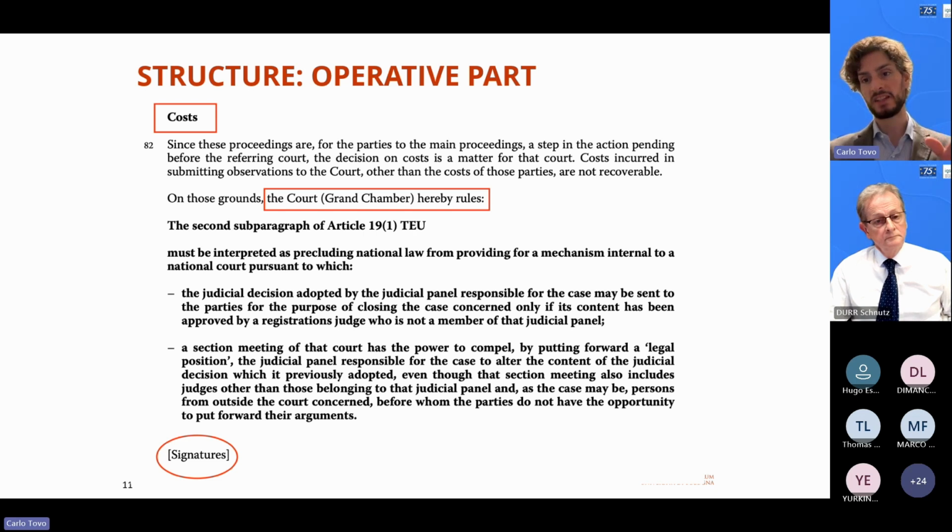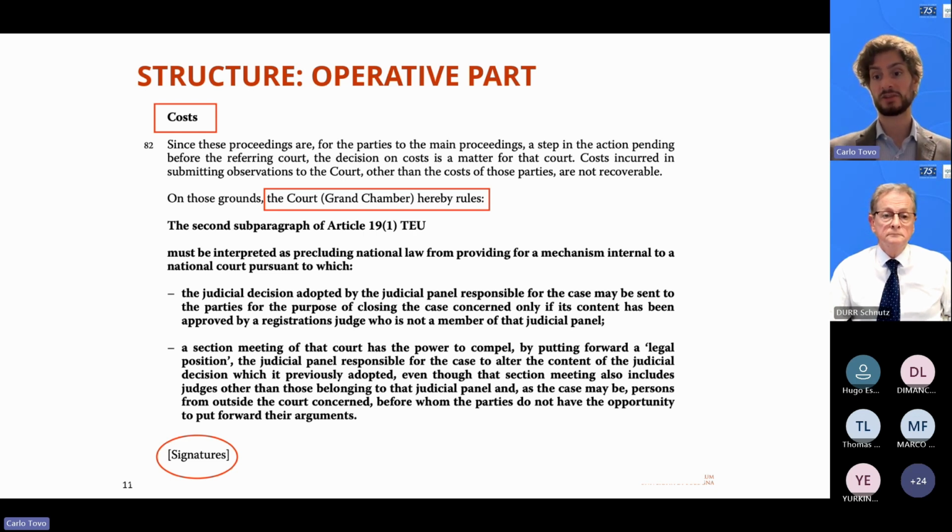The cover page is numbered, and the grounds are numbered, and in the grounds you'll find, along with some procedural issues and the presentation of the legal and the factual background, the grounds, so the statement of reasons justifying the answer of the court, which is then properly formulated in the operative part, the last part of the decision.